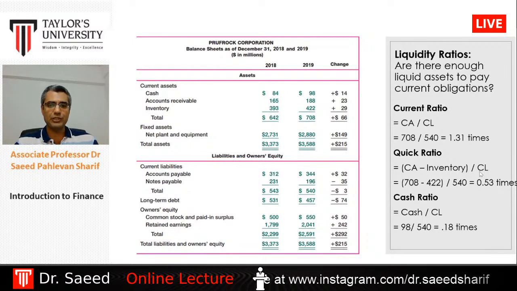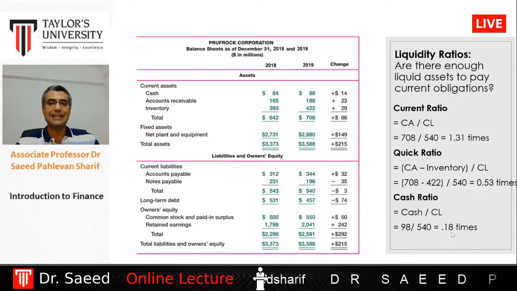For the cash ratio, we divide cash by current liabilities, and the amount of cash reported here is 98. So we divide 98 by 540 and we get 0.18 times. It means for $1 in current liabilities, we have 18 cents in cash. So these three are the most common liquidity ratios that you may use.